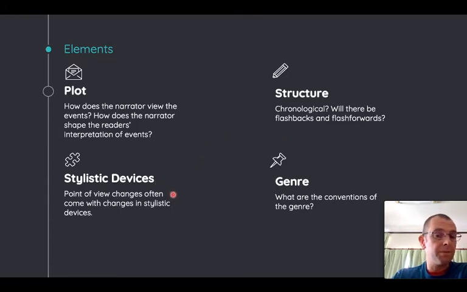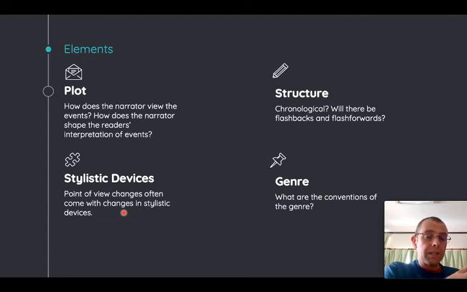Stylistic devices. Point of view changes often come with changes in stylistic devices. So we see this a lot when the point of view character changes or the narration switches to a different character. Reading The Expanse, just finished some of the Expanse books, and they do that.